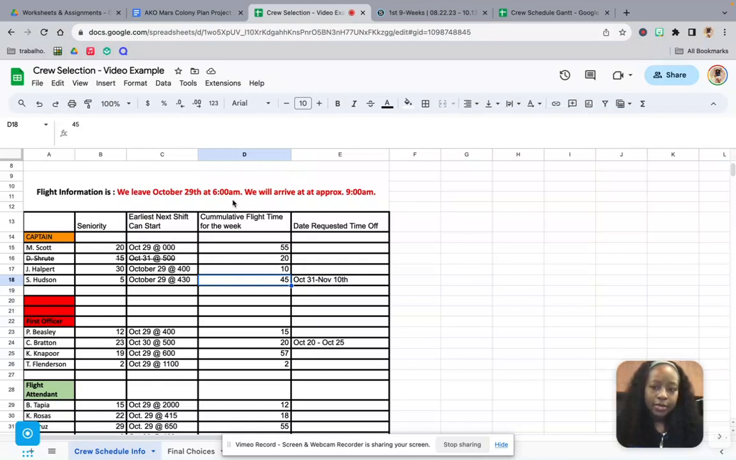Our flight is only from 6 a.m. to 9 a.m., so it's only 3 hours, but let's take another look at maybe our seniority. Maybe that'll help us decide. So then we see Jay Halpert has been there for 30 years and S. Hudson has been there for 5 years. So we're going to cross off S. Hudson. All right. So we're going to go with Jay Halpert as our captain.